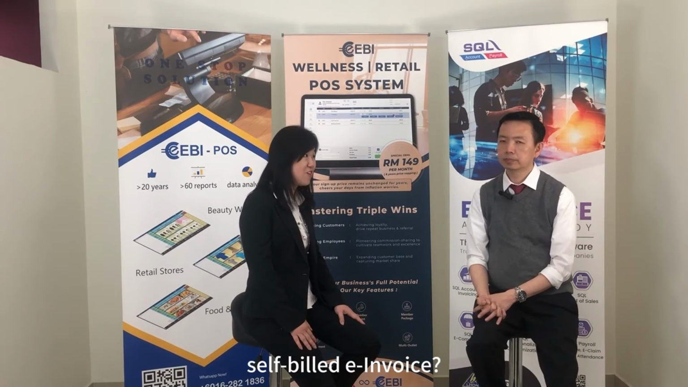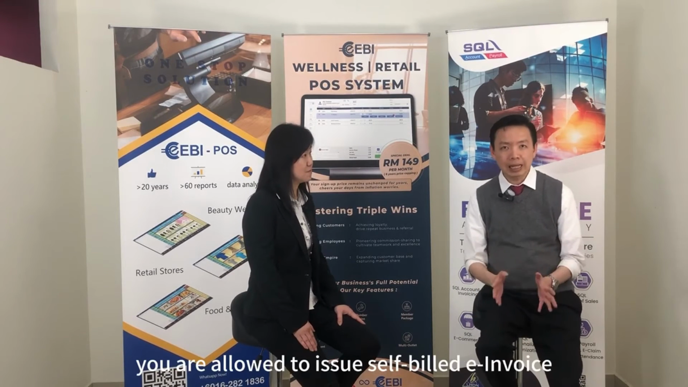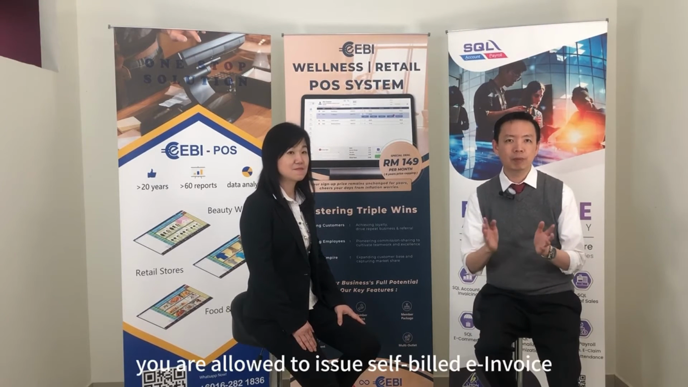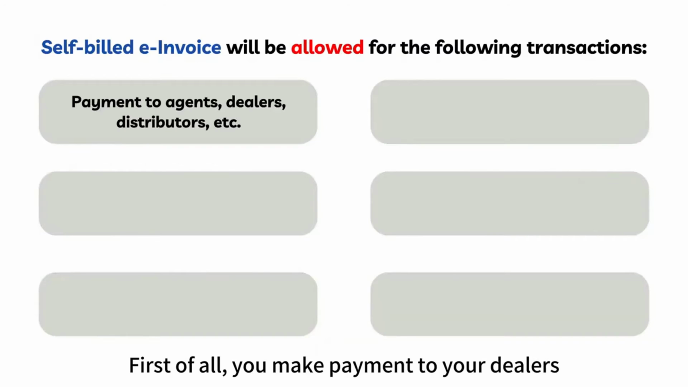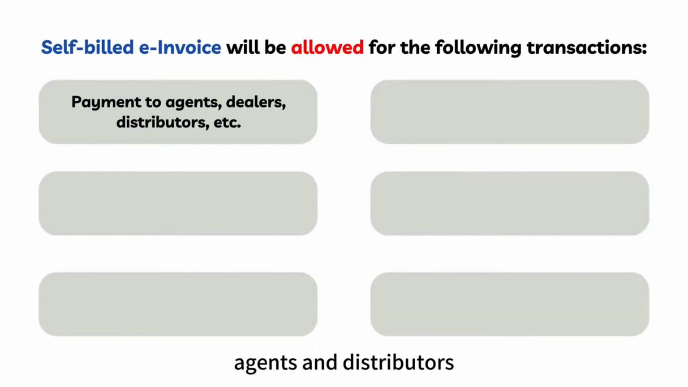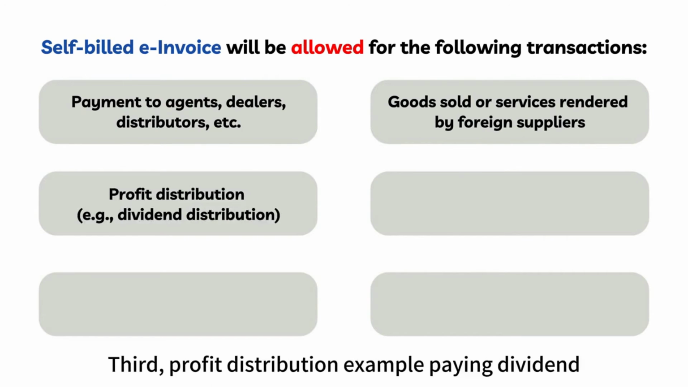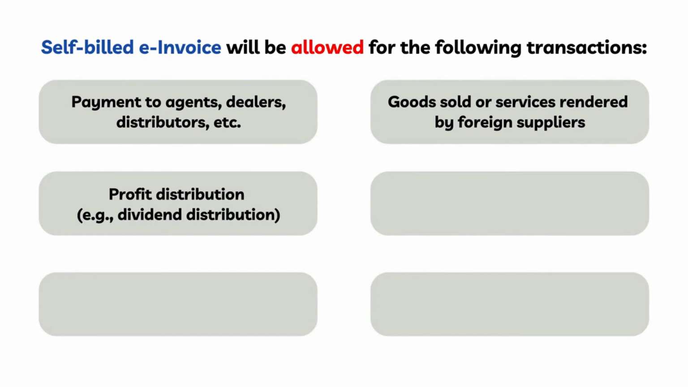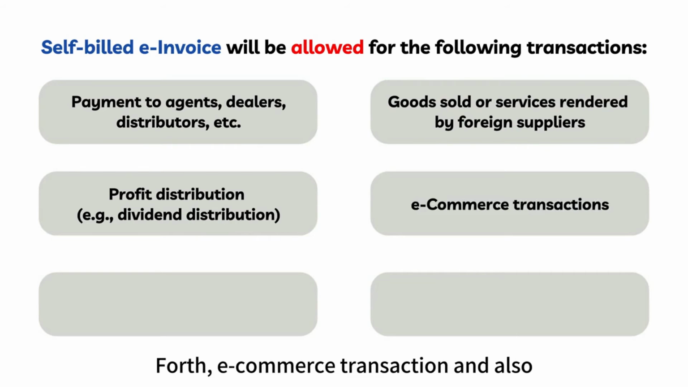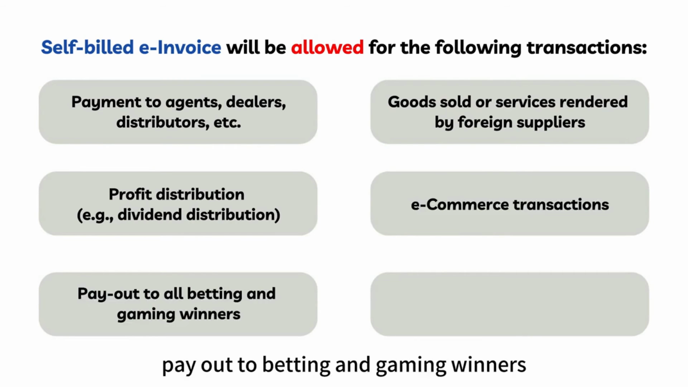Under what circumstances do we have to issue a self-billed e-Invoice? There are a few circumstances in which LHDN allows you to issue one. First, you make payment to your dealers, agents, and distributors who are not a registered company. Secondly, you purchase goods or services from a foreign supplier. Third, profit distribution, for example, paying dividends. Fourth, e-commerce transactions, and also payouts to betting and gaming businesses.